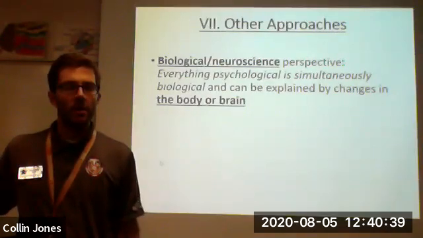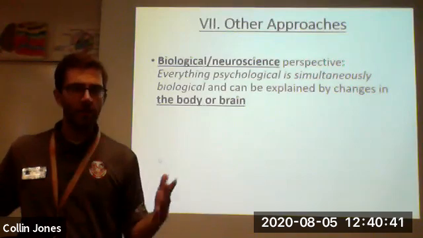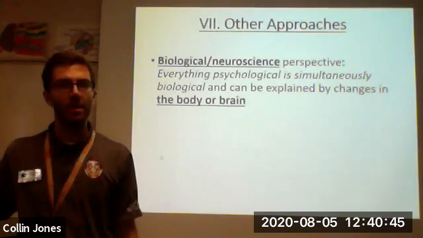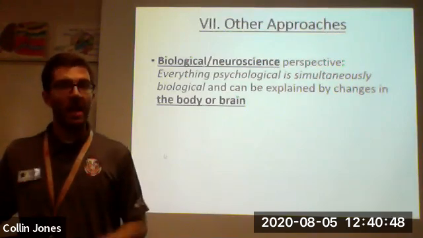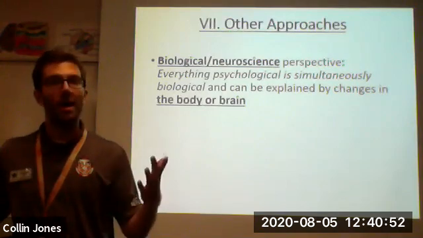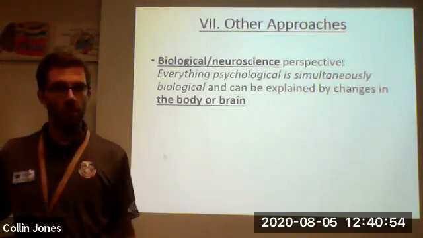One last slide here. In addition to these 6 big approaches I've gone over, there are a few other approaches that are pretty self-explanatory, I think. So we're not going to spend a lot of time on them. The biological approach says that everything about your psychology, why you think what you think and do what you do, is tied to your body. It's because of your brain, right?